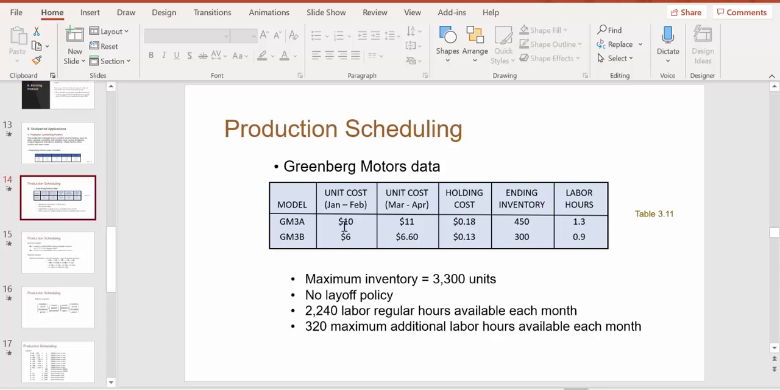From January to February, it is $10, and then from March to April, it's $11. That's a 10% increase. So you would just take $10 and multiply by 1.1, which would give you $11, which is a 10% increase. Same thing here, a 10% increase in the unit cost of making the B motor. That would be $6 times 1.1, which would get you $6.60. So those are the two costs in terms of production per unit.